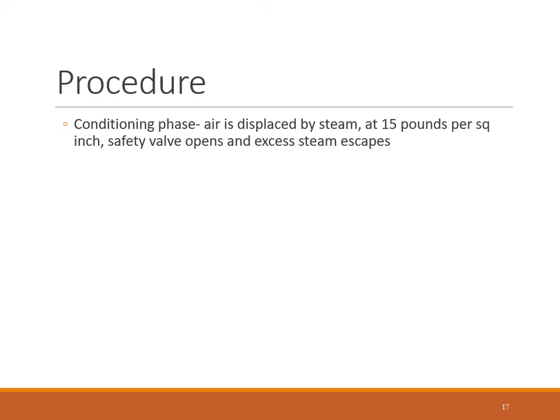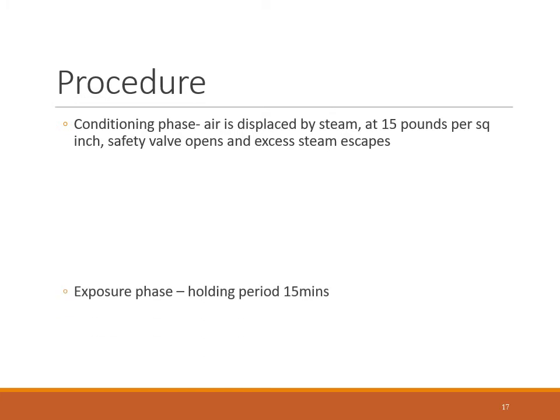There are three phases of this process. The first is the conditioning phase. After the water boils, the air in the chamber is completely displaced by the steam produced, which is at the desired set level. The safety valve is open now and the excess steam escapes out.